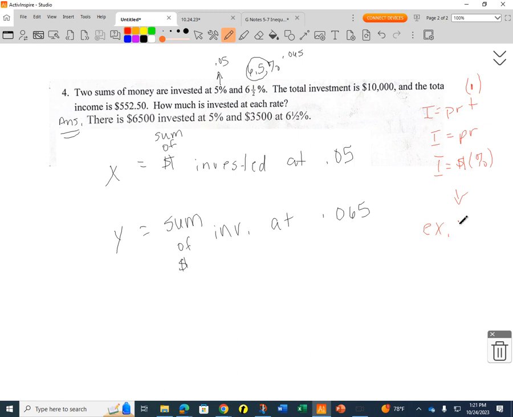So if I wanted to find the interest, if I wanted to pay, let's say, 5% interest on $200. Well, 5% interest on $200 is 200 times 0.05, or 0.05 times 200. Remember, it doesn't matter which way you do that.